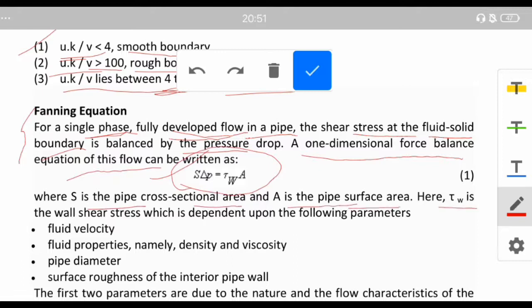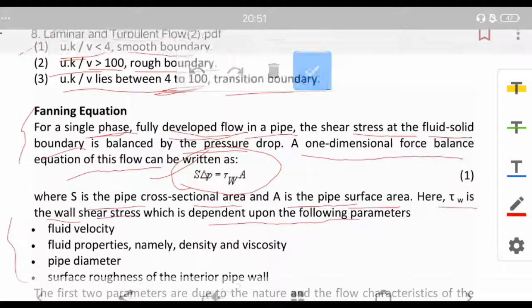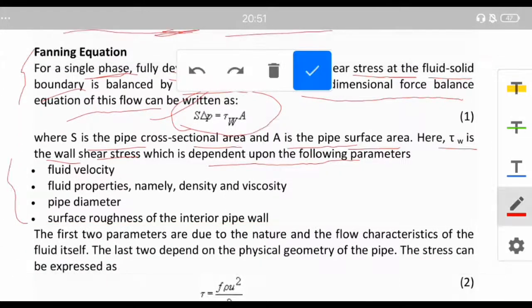Here tau w is the wall shear stress, which is dependent upon the following parameters: the fluid velocity, the fluid properties namely density and viscosity, pipe diameter, and surface roughness of the interior wall. So these were the factors which will be affecting the shear stress, and thus shear stress will be used for calculating the pressure drop.